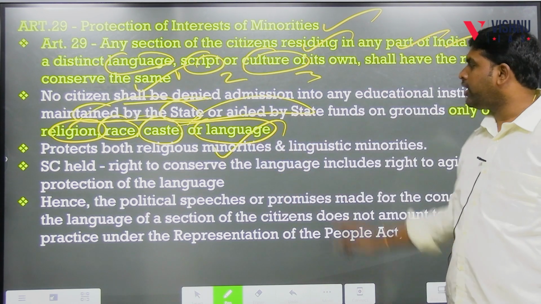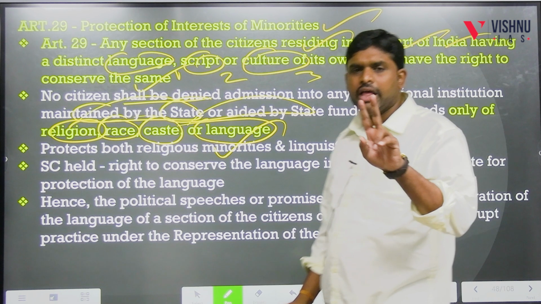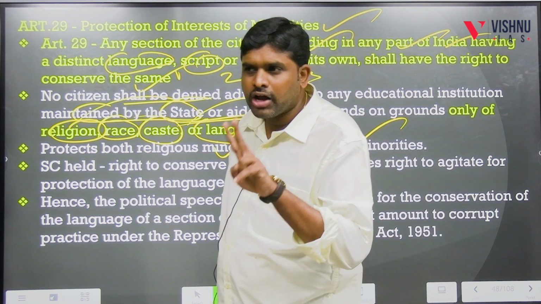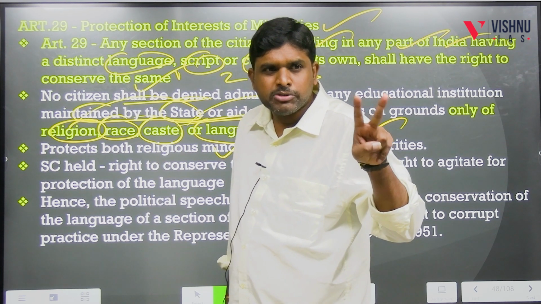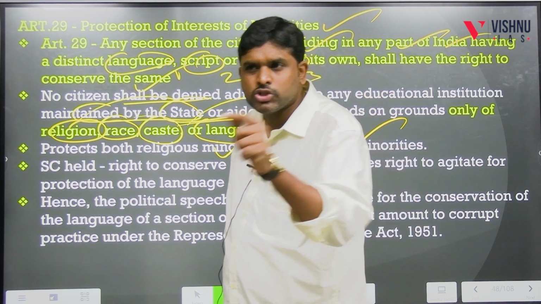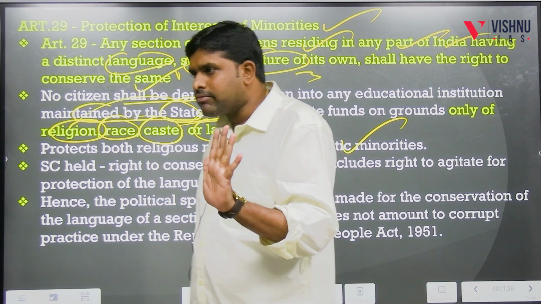It protects both religious minorities and linguistic minorities. Remember that. Whenever we talk about minorities, two are called minorities. Religious minorities, linguistic minorities. Two types of minorities are there in our Constitution. One is called religious minorities, other is called linguistic minorities.